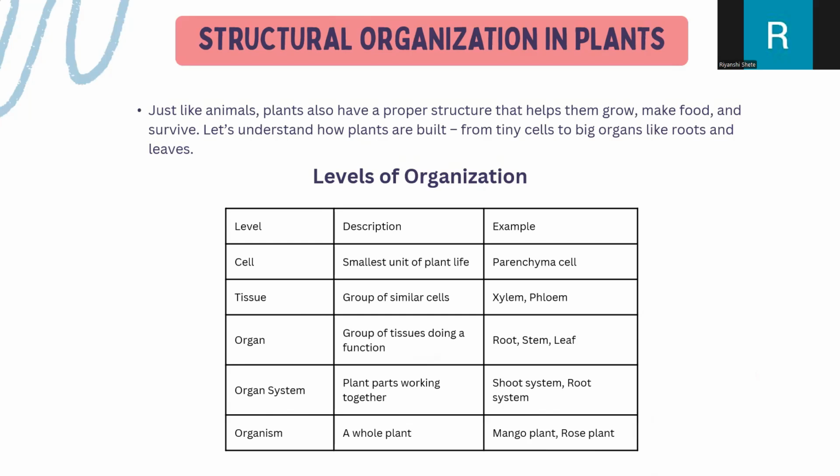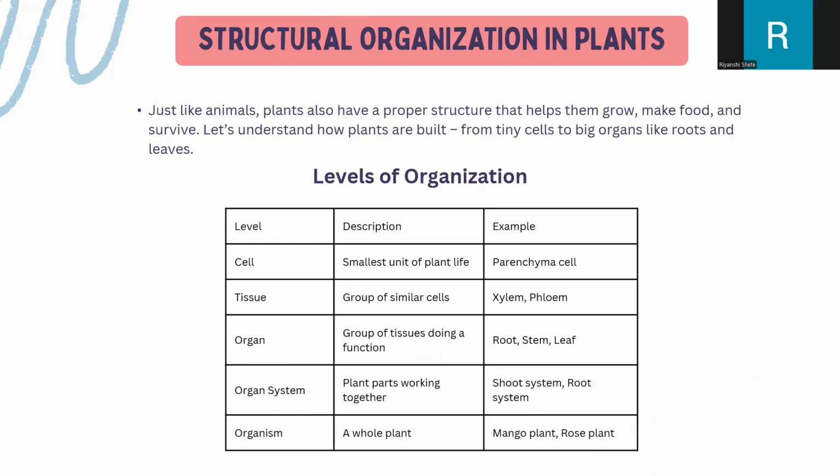In the last video, we have seen about the levels of organization in humans. Now here we are going to see the levels of organization in plants. Like we know the levels: cell, then after cell tissue, after tissue organ, after organ organ system, and after organ system organism. So what are their functions?